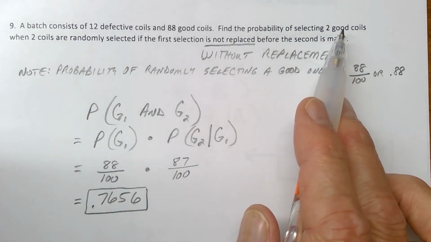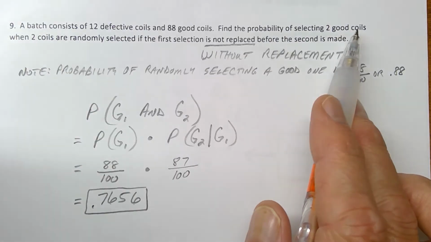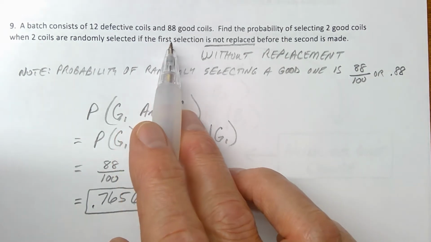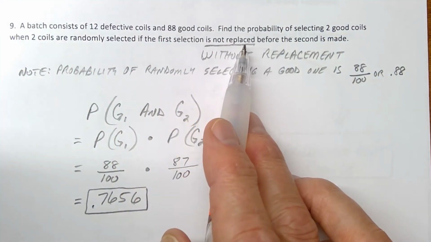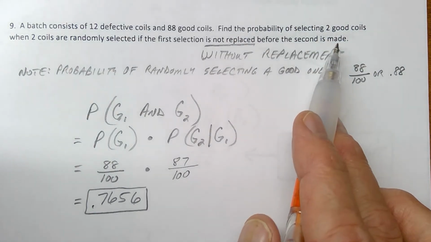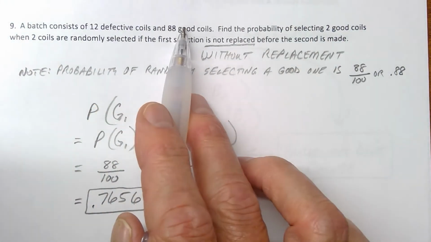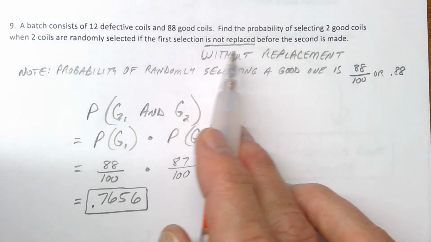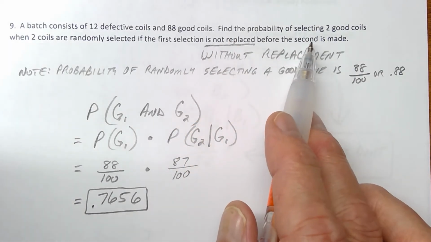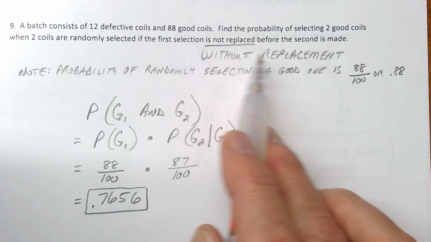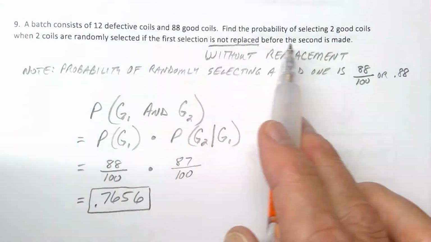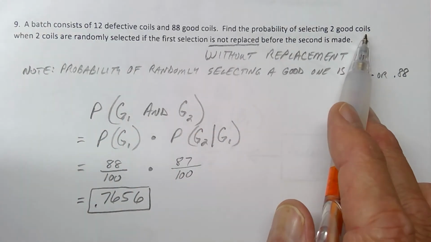All right, so you're going to reach in, grab a coil, and then you're going to reach in and grab another coil. When 2 coils are randomly selected, if the first selection is not replaced, so that's without replacement, before the second one is made. So you're going to reach in this box that has 100 coils in it. You're going to pull one out. You're not going to put it back, and then you're going to reach in there and pull a second one out. Now remember, you did not put the first one back. All right, and we want the probability of selecting 2 good coils.